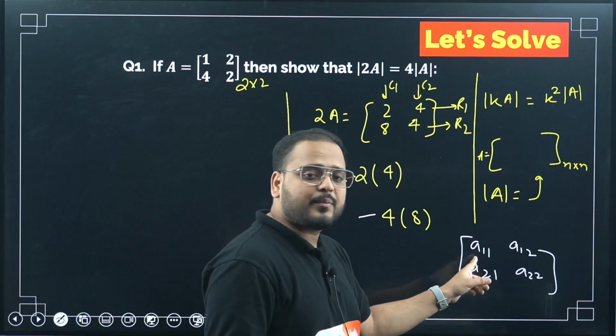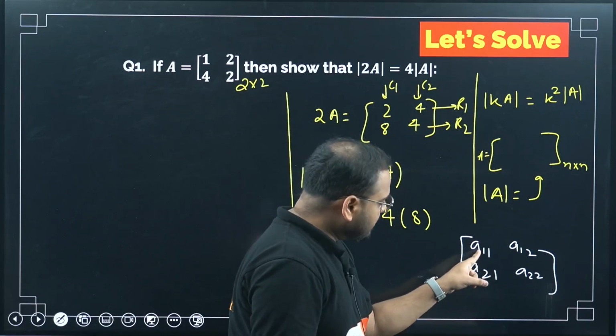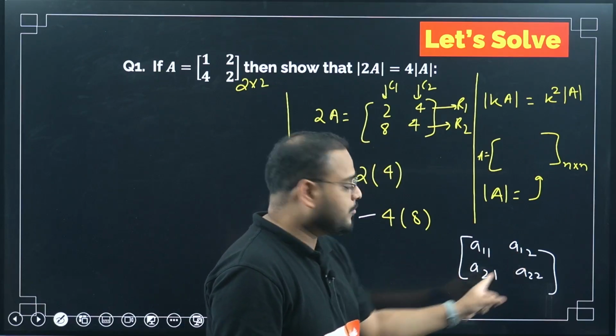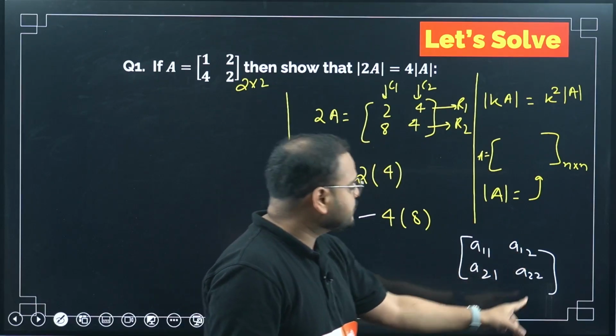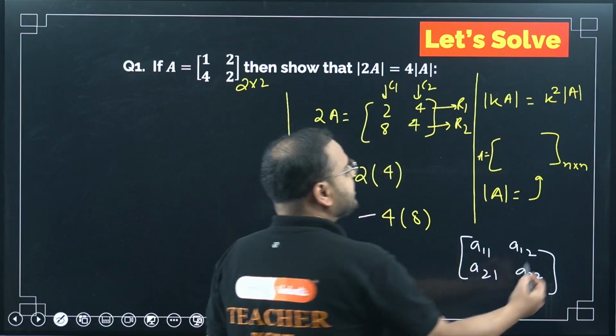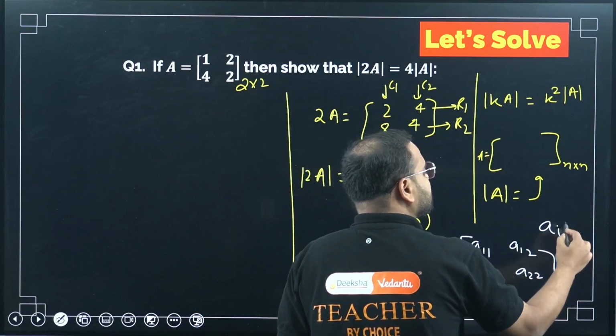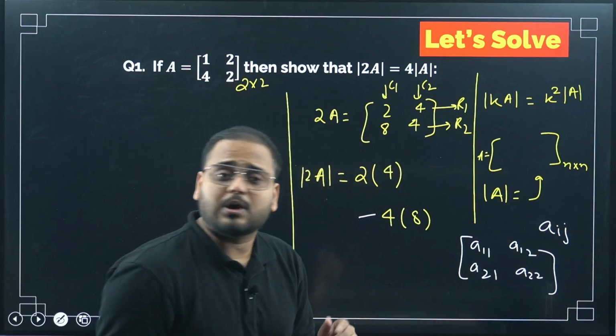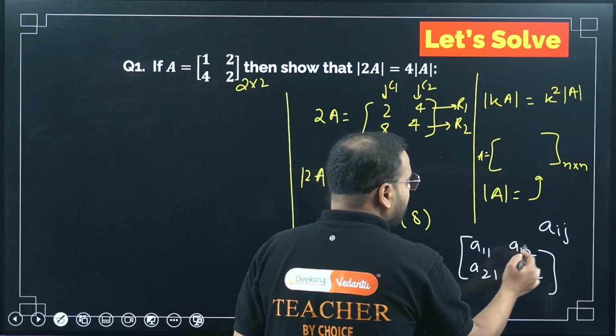What does A11 represent? The element in row 1 and column 1. Here, row 1 and column 2, row 2 and column 1, row 2 and column 2. That's the position. We say Aij, where i represents which row it is in, and j represents which column it is in. No problem there, no doubt there.